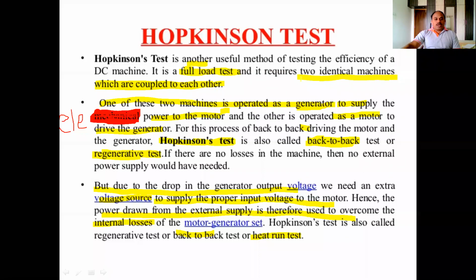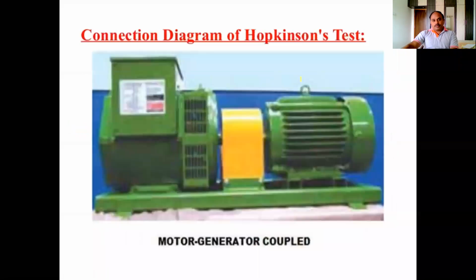Both are connected mechanically, and both are connected electrically in parallel. So that is the important point. In this manner, two machines are connected as a motor generator set. This is the generator, and this is the motor. Both are coupled mechanically. In this test, both are coupled mechanically.